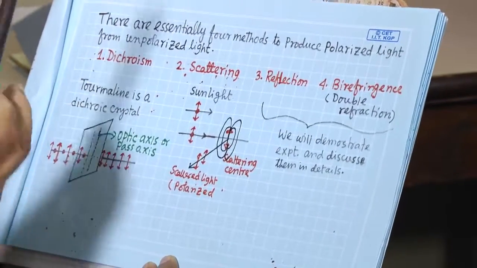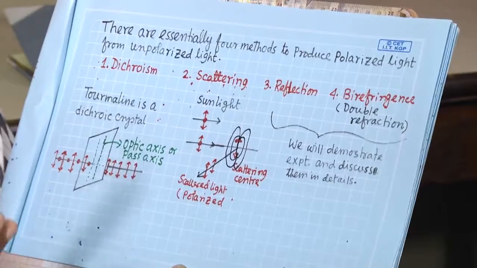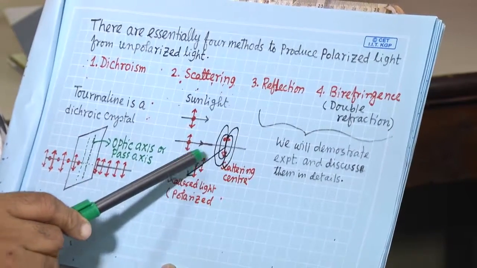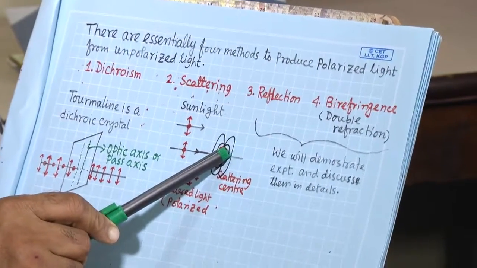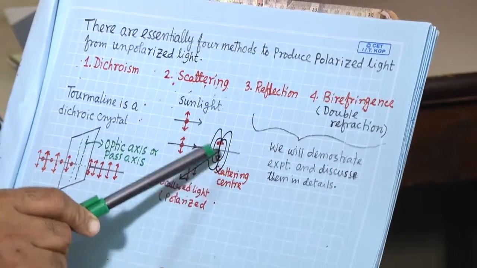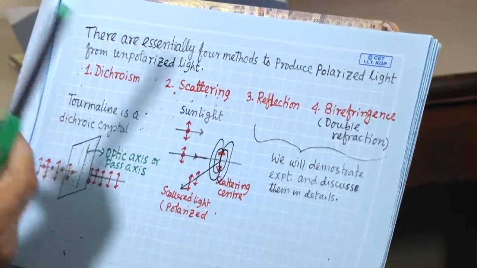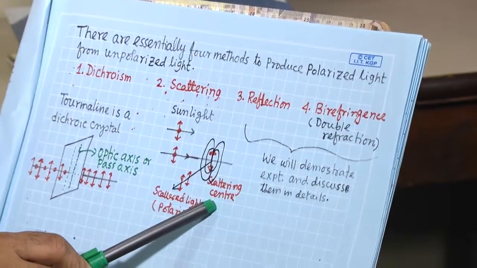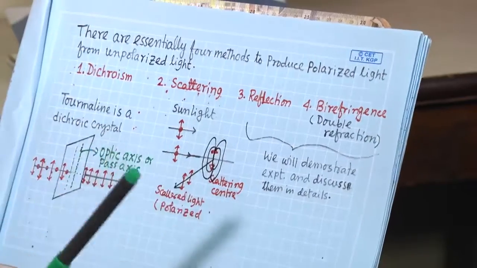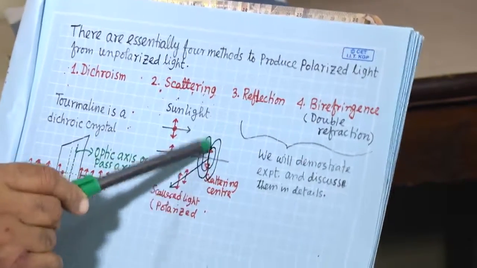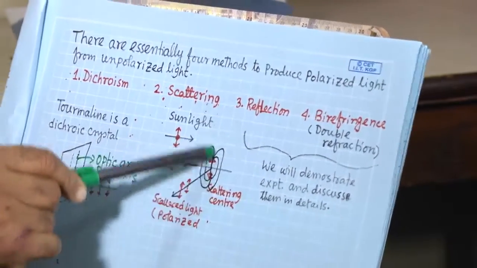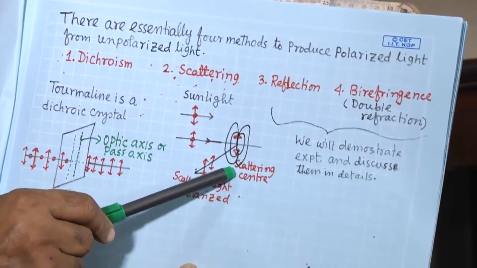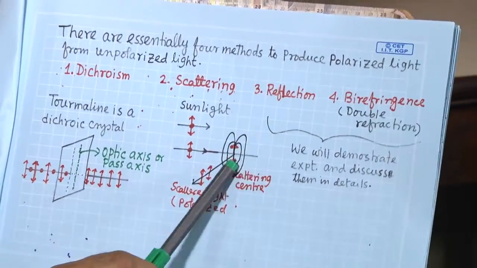Another method is scattering. Sunlight is coming, and there are a lot of dust particles or molecules in the air. The sunlight falls on the air particle, and that air molecule acts as a scattering center. Any particle, any molecule, has electrons, so there will be dipole oscillation. If this is the direction of dipole oscillation, along this there is no radiation. Radiation is maximum perpendicular to this direction.